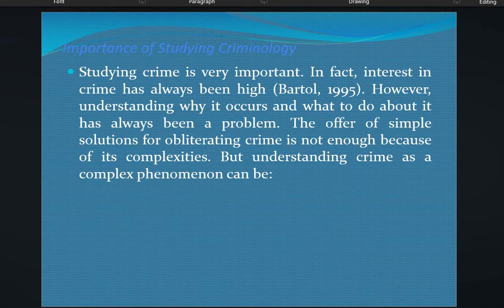Importance of studying criminology. Studying crime is very important. In fact, interest in crime has always been high. However, understanding why it occurs and what to do about it has always been a problem. The offer of simple solutions of obliterating crime is not enough because of its complexities. But understanding crime as a complex phenomenon can be. Okay, so ibig sabihin, dito sa slide na to, we will be having this thought na gaano ba ka-importante talaga ang pag-aralan yung crime?